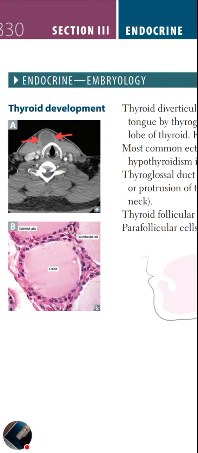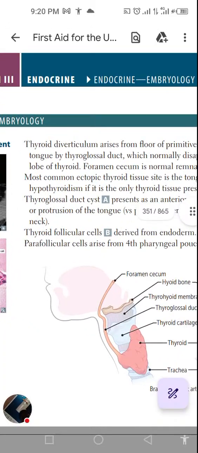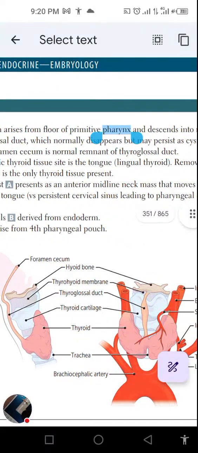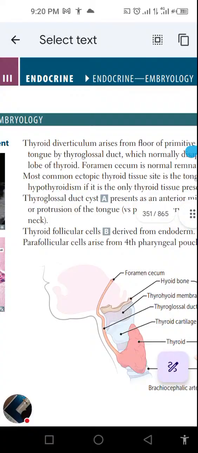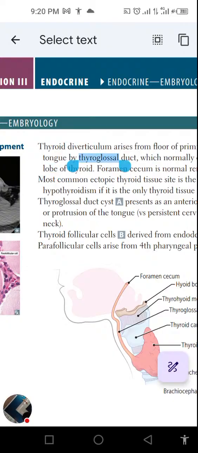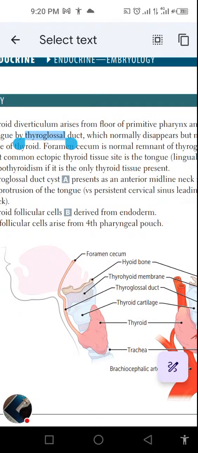So the embryology is thyroid development. Thyroid development occurs from the thyroid diverticulum, which arises from the floor of the primitive pharynx and descends into the neck, and is connected to the tongue by the thyroglossal duct. Now, it is connected to the tongue with the help of a duct known as what? Thyroglossal duct. It's a duct connecting the tongue and the thyroid gland.